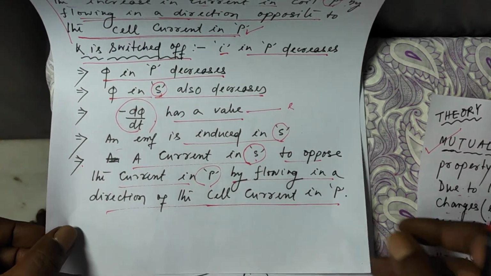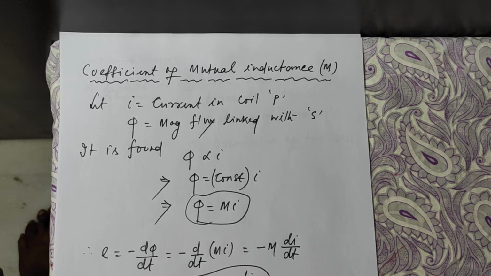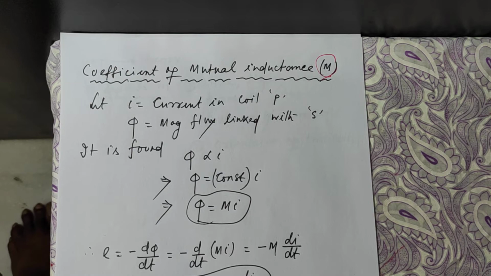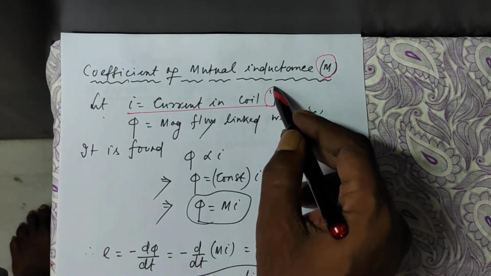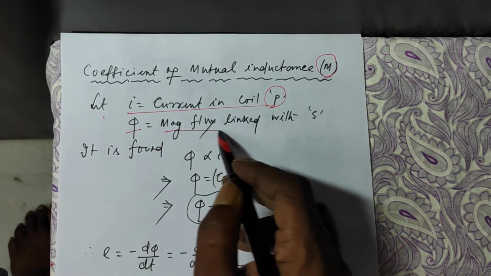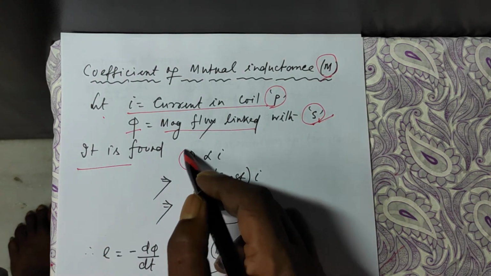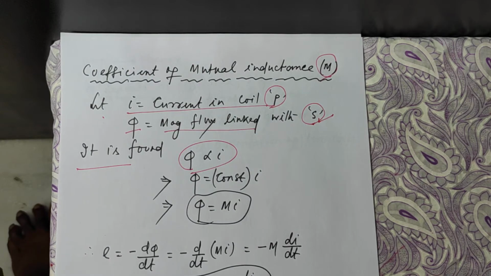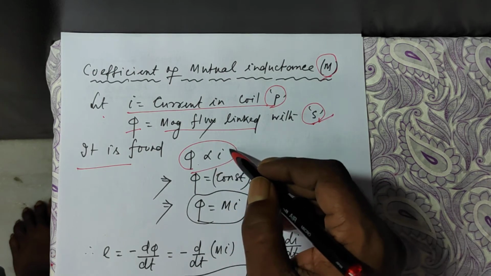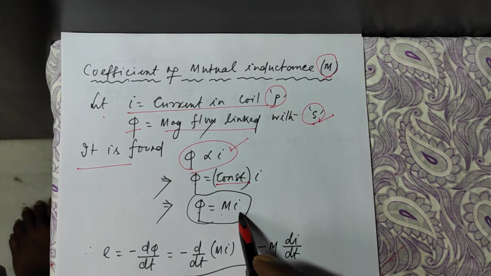Now let us derive an expression for it. It is very simple. The coefficient of mutual induction has the symbol M. Let I be the current in the first coil P at any instant, and phi the magnitude of the flux linked with the second coil S. It is found that phi is proportional to I, like we did in the coefficient of self-induction for a single coil, where phi was proportional to I. In this case also, phi is proportional to I. So phi is equal to some constant into I. So phi is equal to MI.